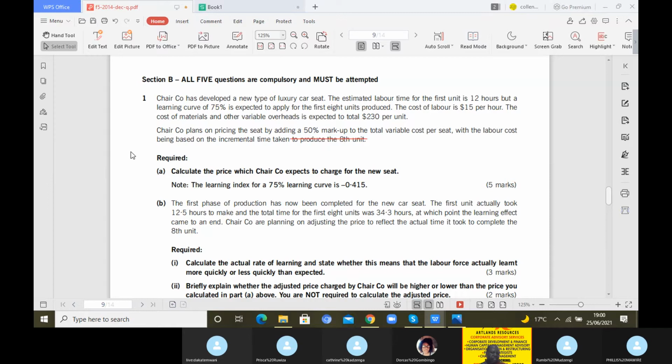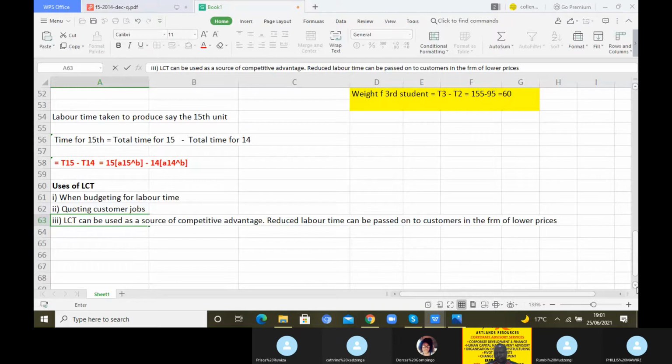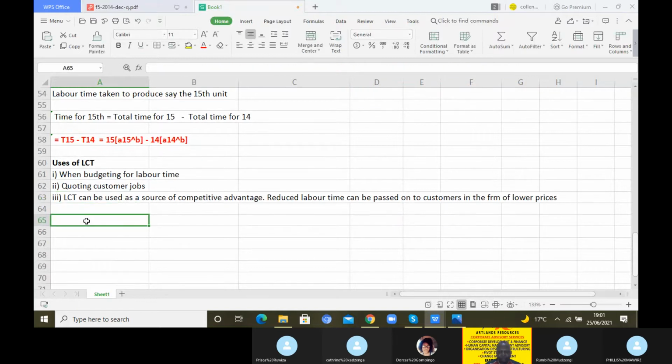Remember, I have just asked you a question. How do we calculate the time to produce the 100th unit? You say total for 100 minus total for 99. So in this particular question, Chair Company wants to charge labor based on the time taken to produce the 8th unit, which is total for 8 minus total for 7. So what is it that I'm saying here? Illustration. We are wrapping it up and then starting on something else.